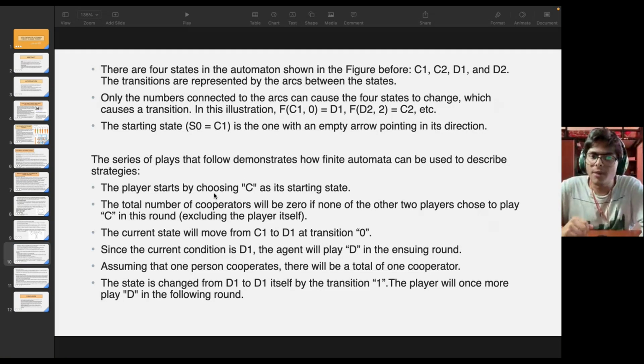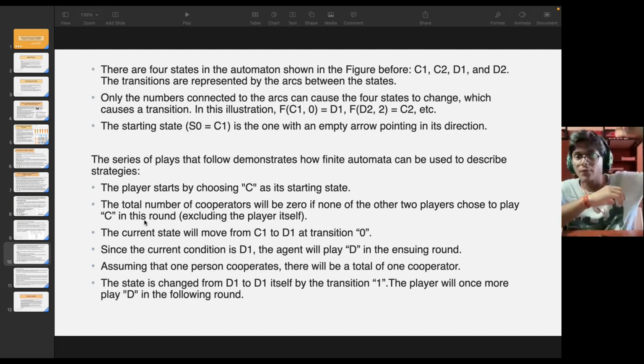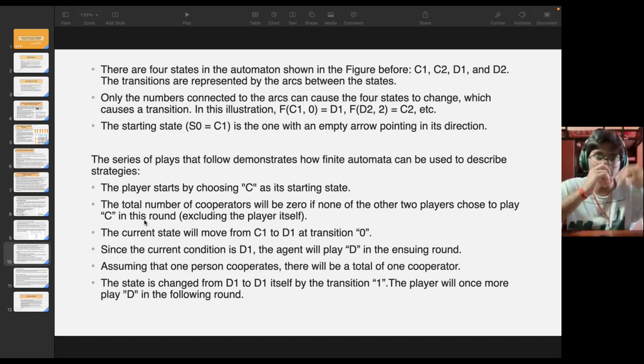The player starts by choosing C as the starting state. The total number of cooperators will be 0 if none of the two other players choose C in this round, excluding the player itself. Understood? So the current state will move from C1 to C2 at transition 0 if none of them choose C. You can see it's written here, 0.